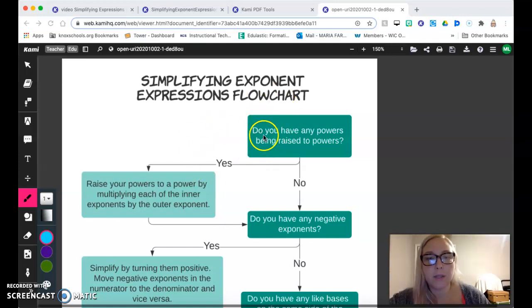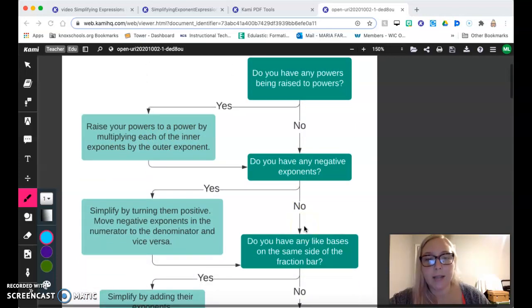First thing we do is, do you have any powers being raised to powers? If you do, then you would go ahead and take care of that by multiplying each of the inner exponents by the outer exponent. If not, then you would move straight to negatives. Do you have any negative exponents? If yes, you go ahead and simplify by turning them to positive ones, which of course is flipping that reciprocal, making the numerator the denominator and the denominator the numerator.